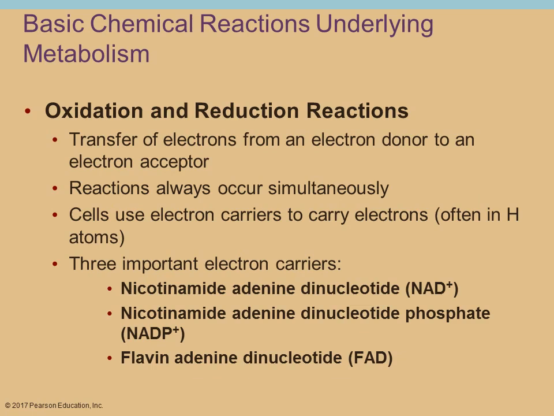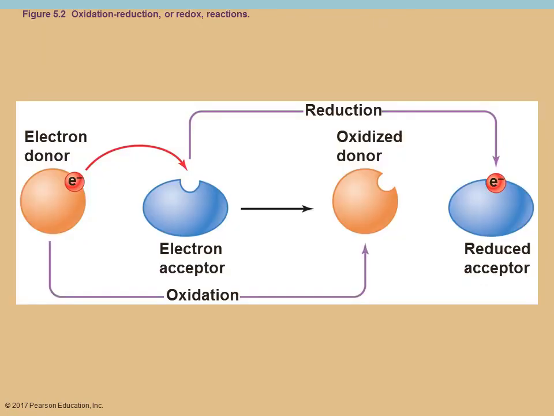There are going to be other chemicals, other compounds that act as electron carriers. So they're going to be the ones that are picking up the electrons, moving or shuffling them over to something else. Three important electron carriers that we do see are nicotinamide adenine dinucleotide, or NAD, nicotinamide adenine dinucleotide phosphate, which is NADP, and flavin adenine dinucleotide, which is FAD. Now you know why in microbiology we like to abbreviate things.